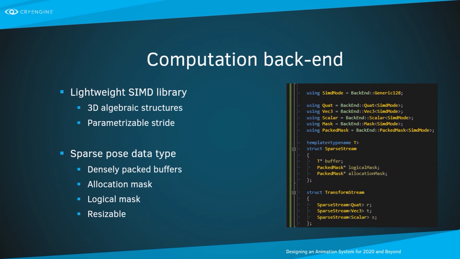Then there's an allocation mask on top, which describes the structure of the densely packed buffer, and it is used for shifting and unshifting values into the SIMD register. There is a logical mask on top, which describes which channels are actually logically contained in the buffer. And the duality of the allocation mask and logical mask allows us to make the buffers resizable up to what the allocation mask provides.